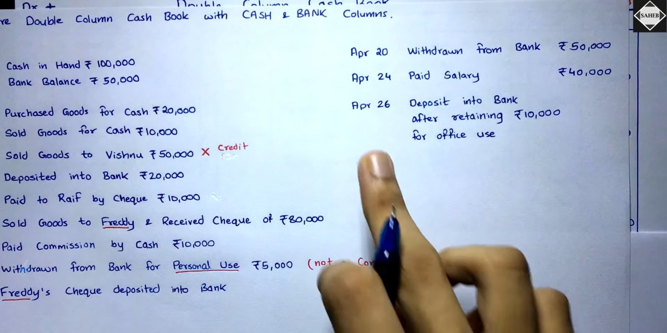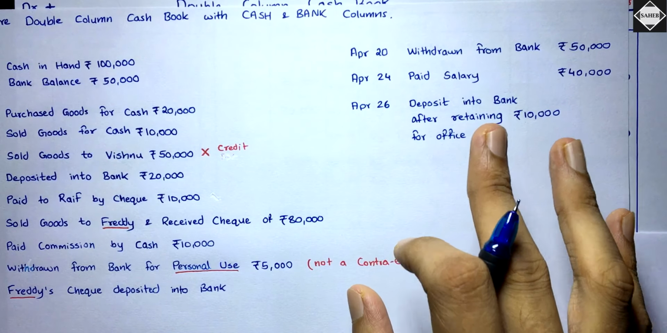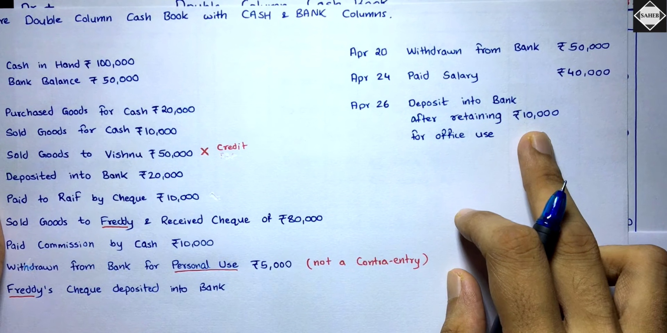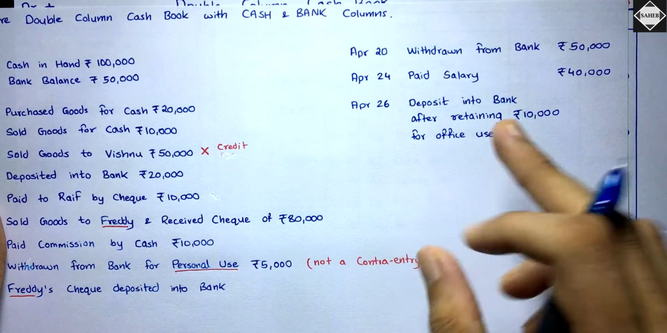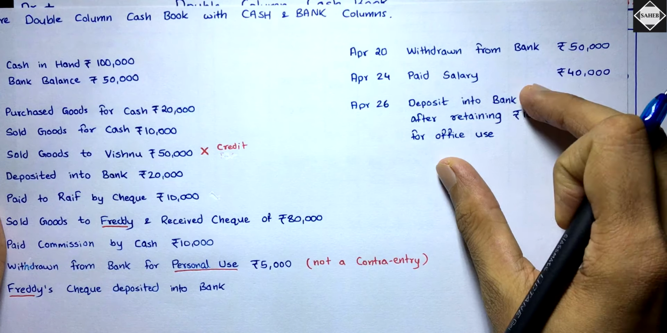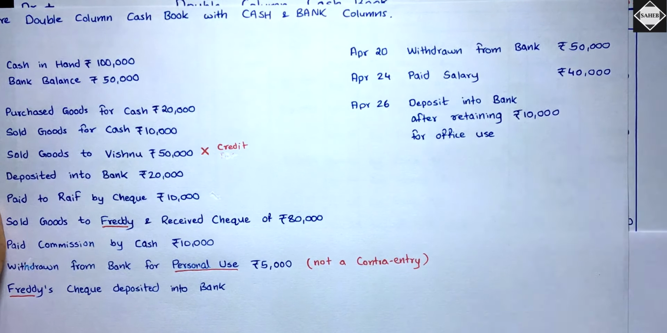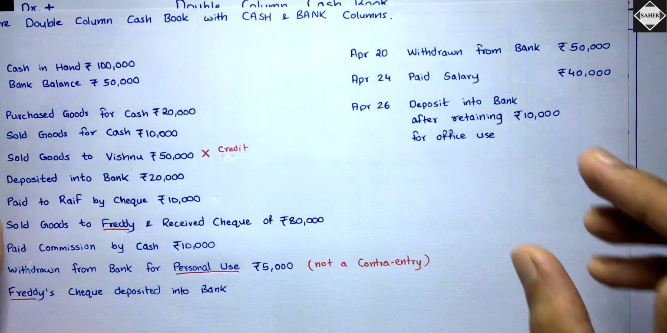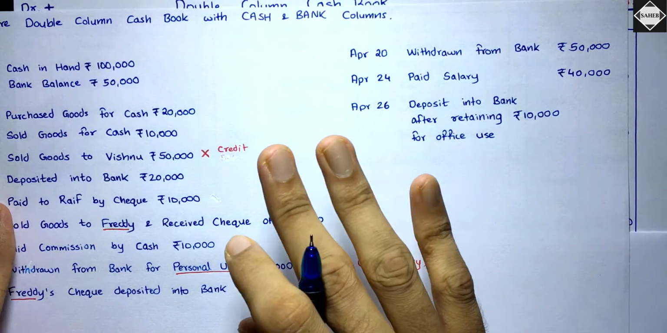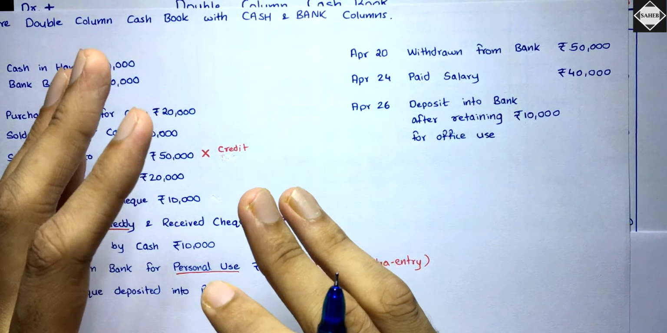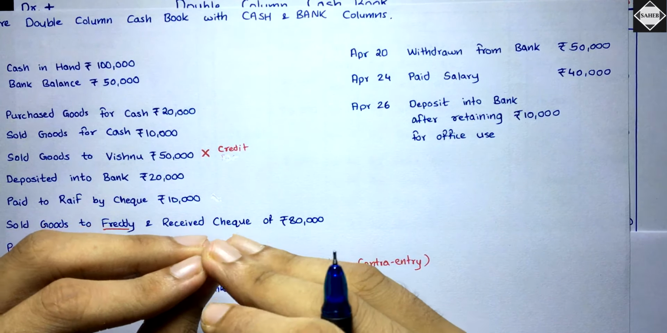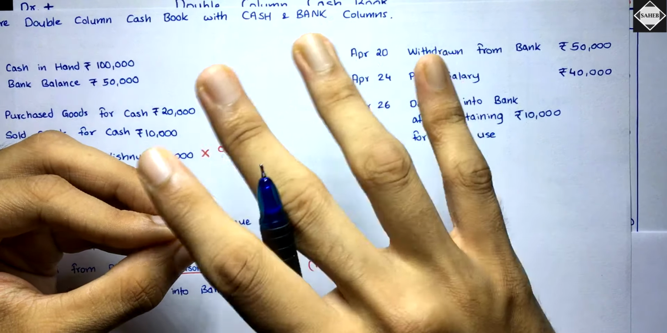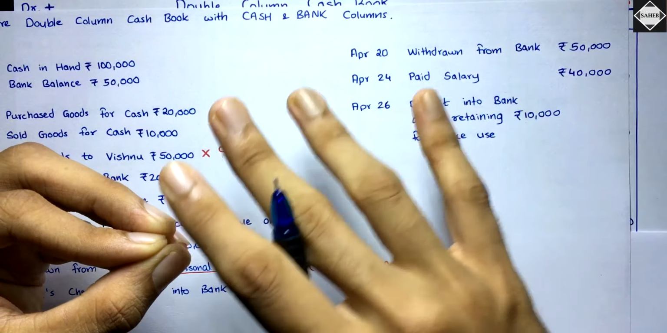Then next you have on April 26, at last they are saying the last transaction, deposit into bank after retaining 10,000 for office use. Now you have to understand that this is the most critical point, and this is very important from the exam point of view. What they are saying is, just keep the cash 10,000 in the business, and whatever extra cash you have, all of that cash, just deposit that into the bank. Keep 10,000 aside and remaining cash, just put it into the bank.